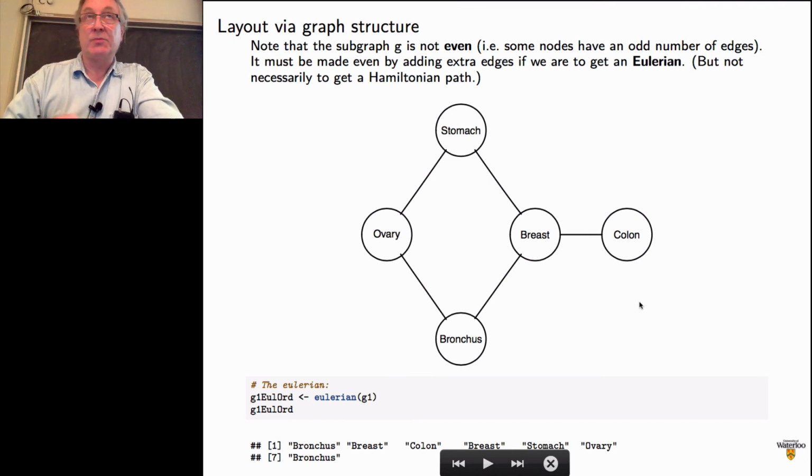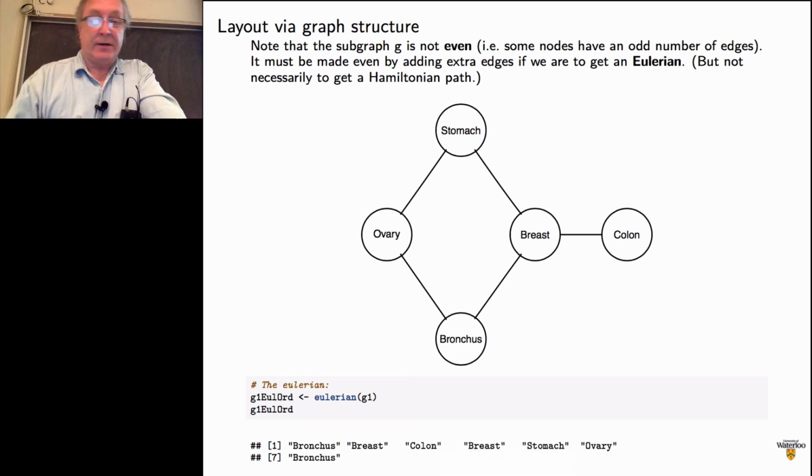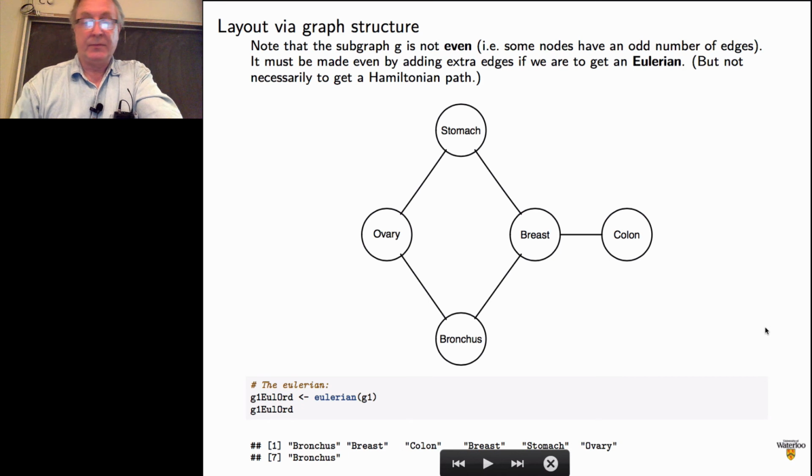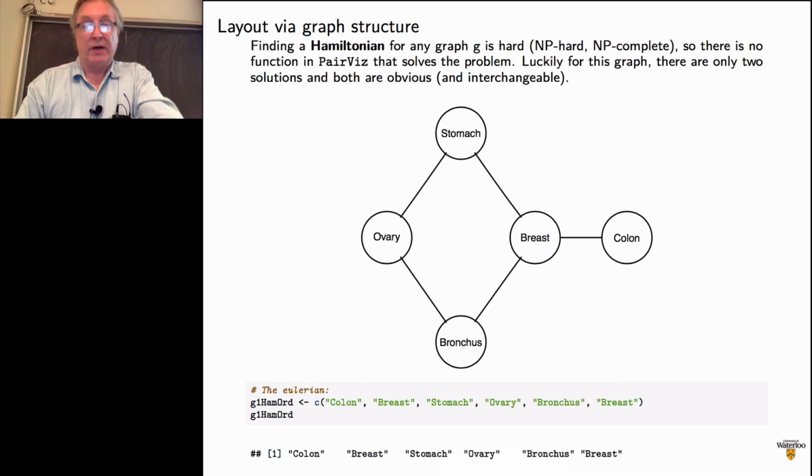So what's happening in this particular package is it's going to add edges, which means you'll have redundant edges being visited just to get an even graph, even though you and I can see that there is an Eulerian here from this simple graph, which doesn't have that. Okay? So bronchus, breast, colon, breast, then stomach, ovary, bronchus. So because it happens to start here, it goes there, there, back. Okay? Everybody see that? So that's the importance of an even graph.